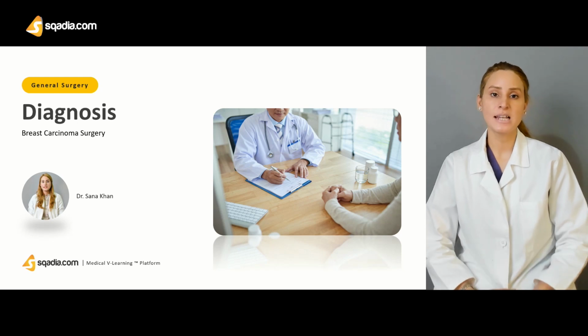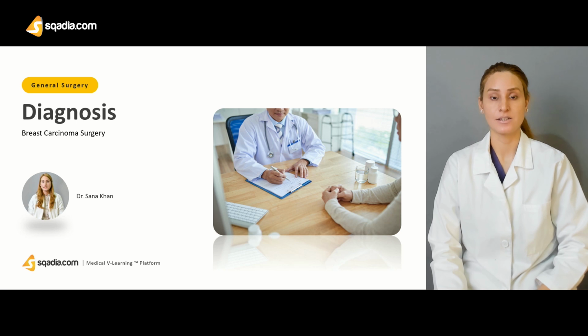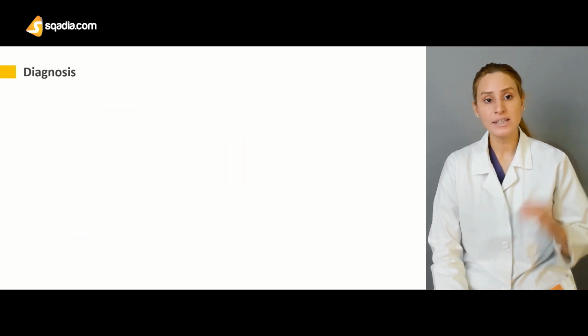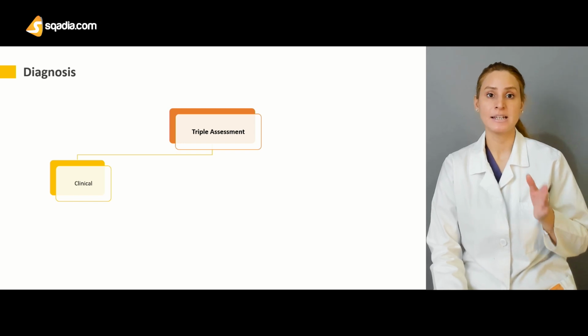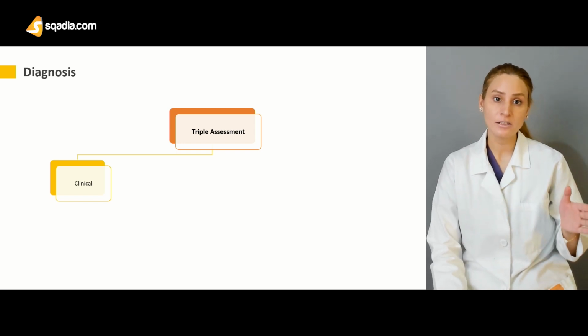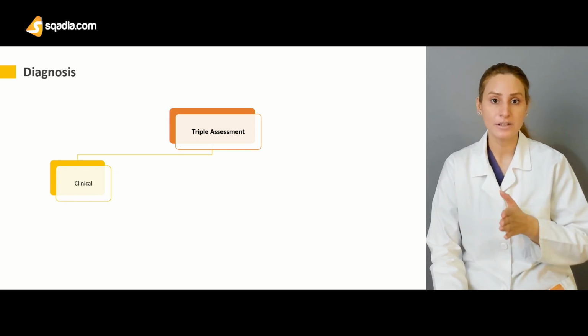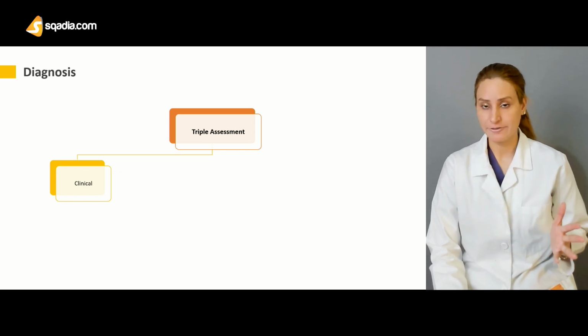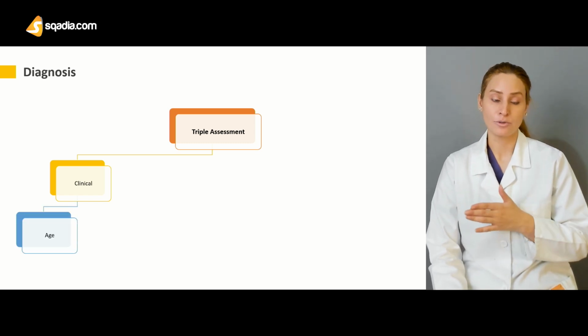Now, how to make a diagnosis of a breast cancer and how to strengthen your diagnosis or make a definitive diagnosis in case of the breast cancers. So one thing you need to remember is a triple assessment. So triple assessment is actually comprising of clinical, which comprise of history and clinical examination. Then you have a part of the imaging, which is the radiographic imaging. And then you have a part which is called as the FNAC or core biopsy.